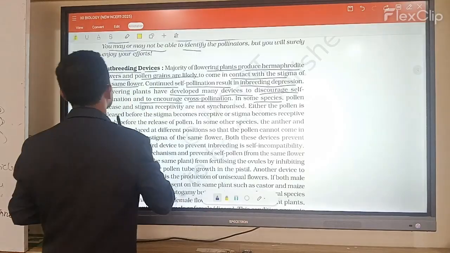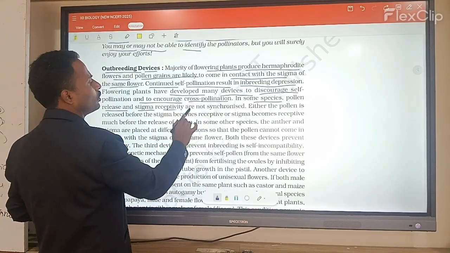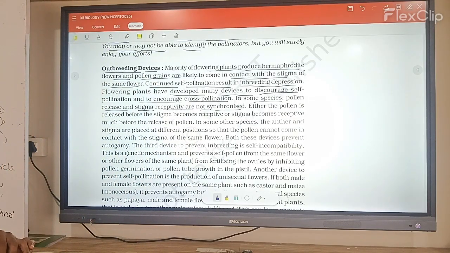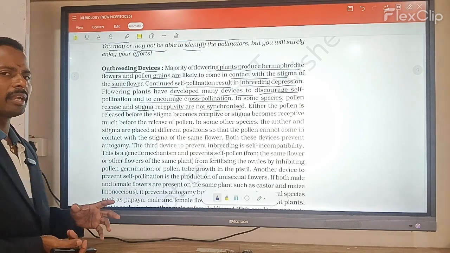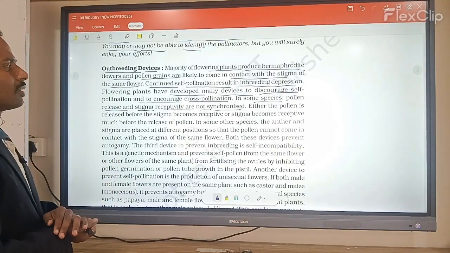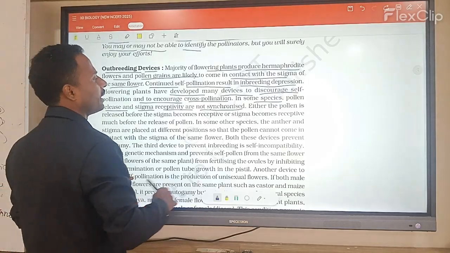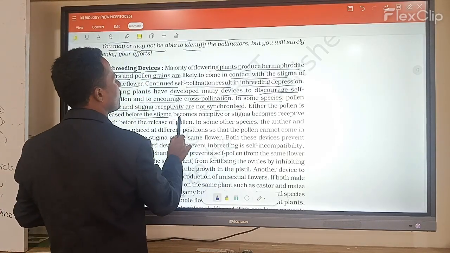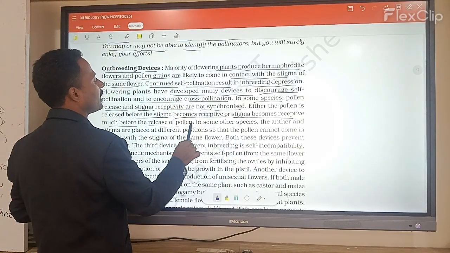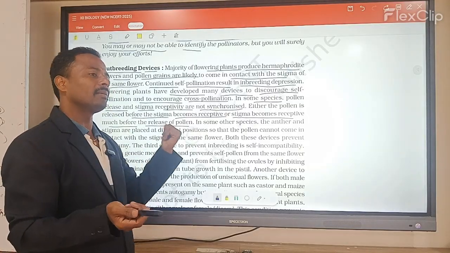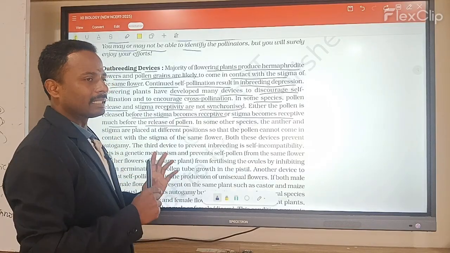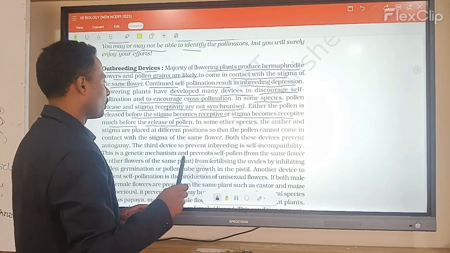In some species, the pollen release and stigma receptivity are not synchronized. Synchronized means the anthers and the stigma mature at the same time. Here it is not so: either the pollen is released before the stigma becomes receptive, or the stigma becomes receptive much before the release of the pollen. When the stigma is mature, the pollen grains are not mature; if the pollen grains are mature, the stigma is not mature. So maturation takes place at different times, and what happens here? Pollination is not done.